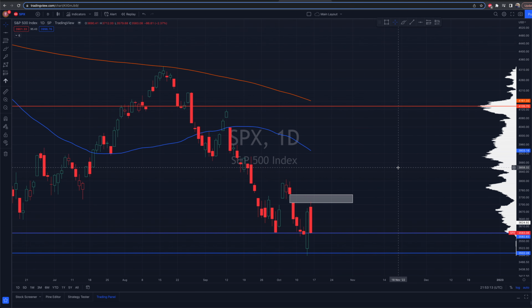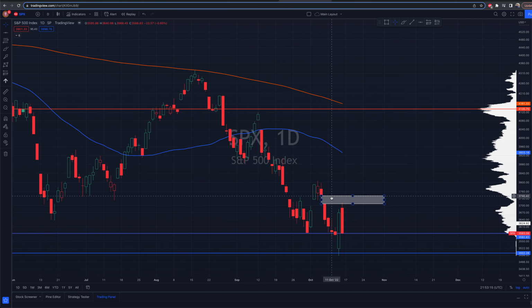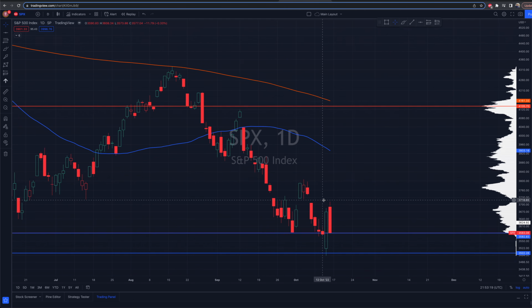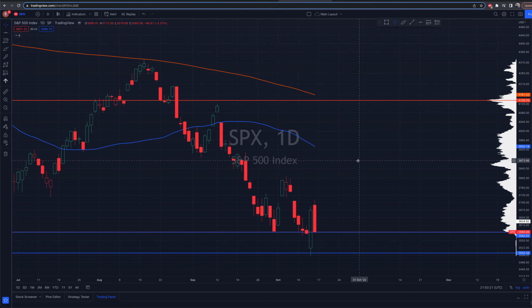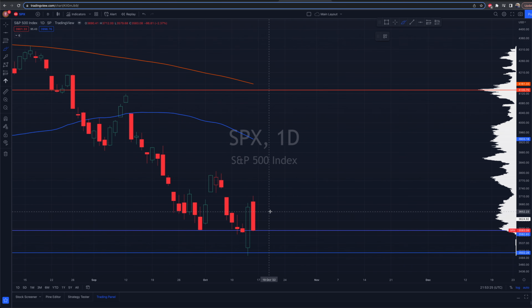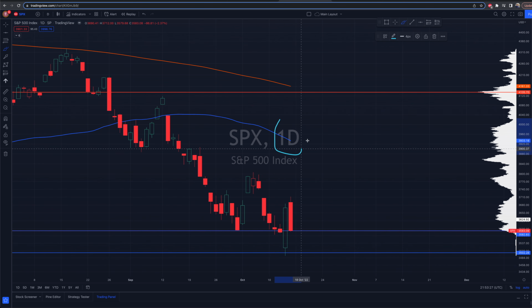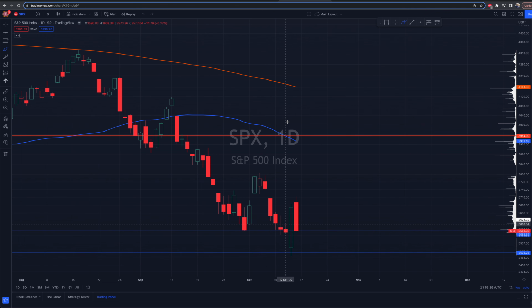Here are some examples of gaps. Now, what we see right here, we have a box drawn in. Let's get rid of that so you guys can see what we're talking about. But that is actually right here on this chart of SPX, the S&P 500 index. What we have is each of these candlesticks are 1 day, indicated by the 1D here on the TradingView platform.